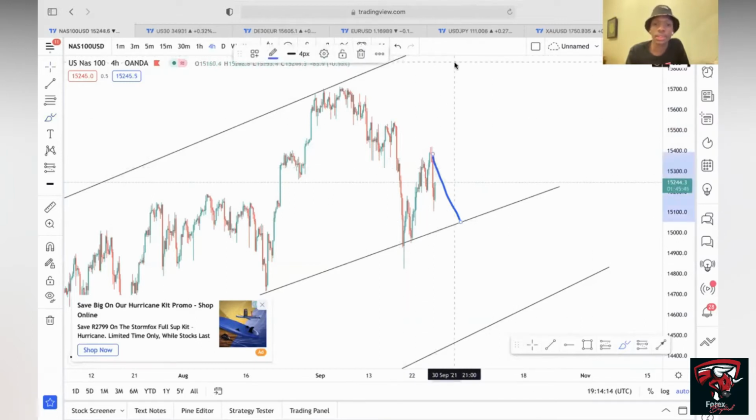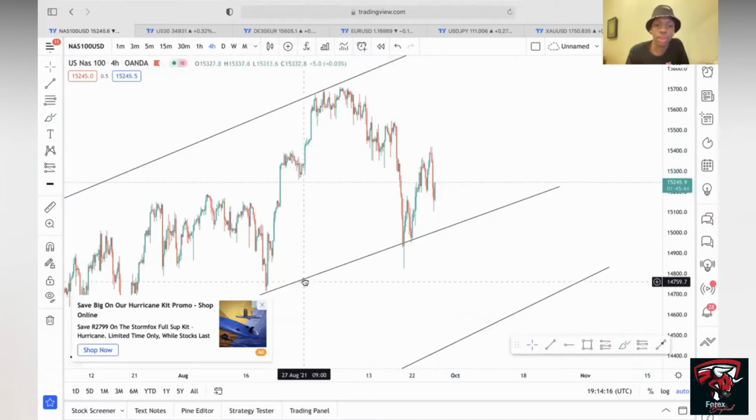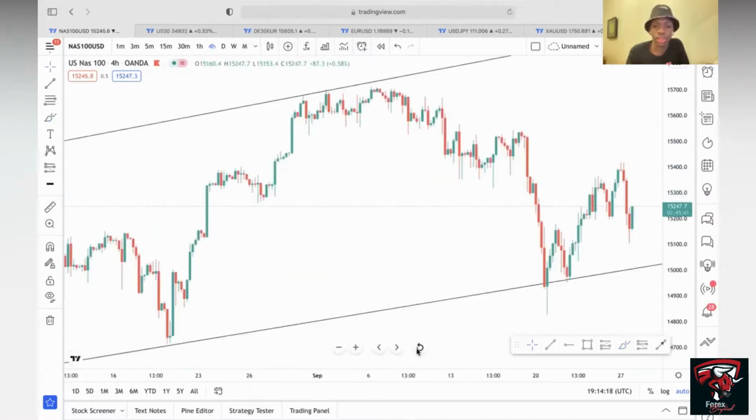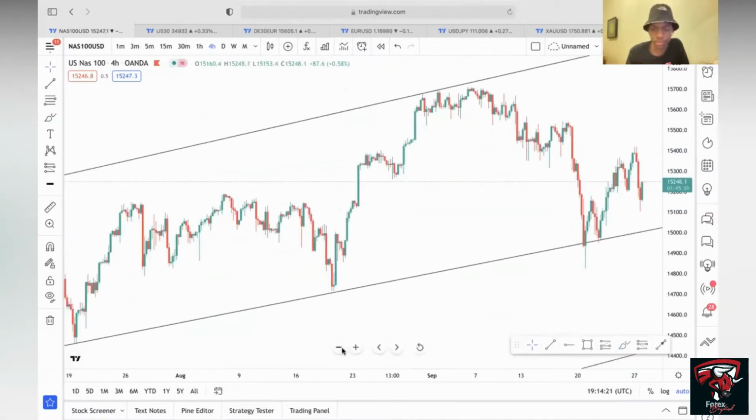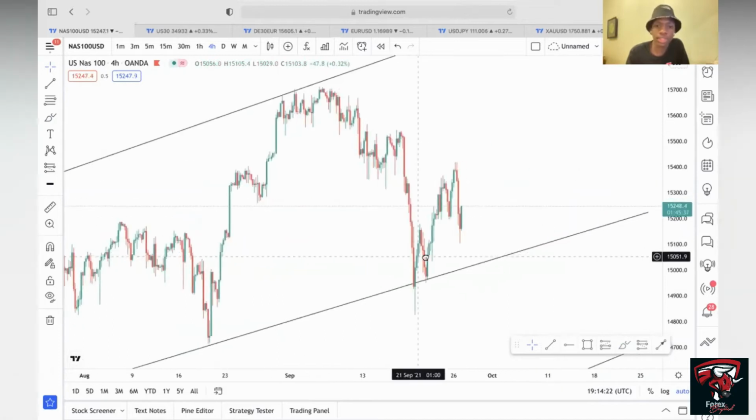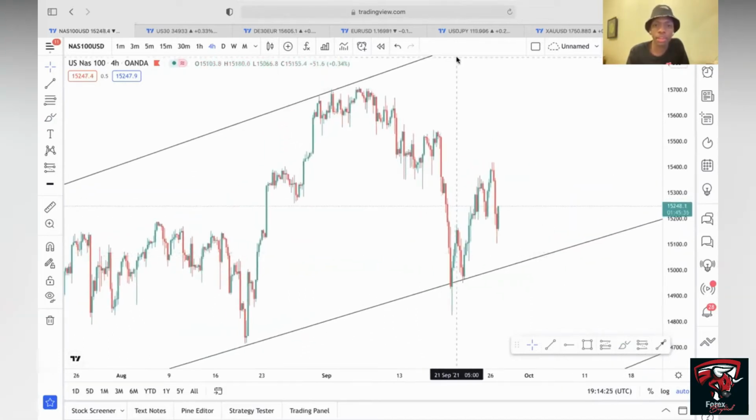We can still dig deeper into the market. So now we're on H4, guys. Now we look at putting in our zones, because the market nowadays, guys, is moving in zones.